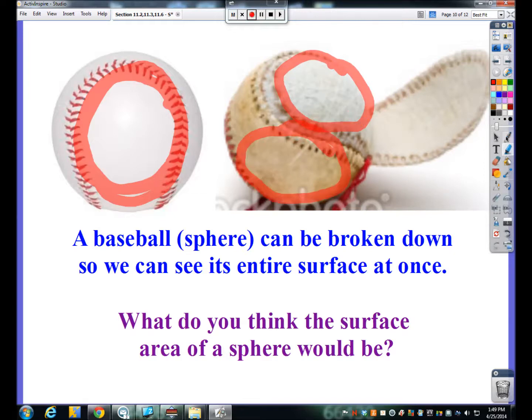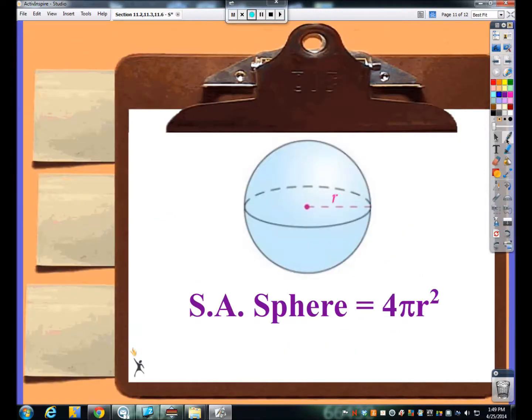How many circles, if you will, kind of make up the surface of a baseball? Well, there's really 4 circles. And so pi r squared represents 1 circle, and so we're just going to throw in our quantity factor of 4. Really 4 circles can make up the surface of a sphere. So 4 pi r squared is the surface area of a sphere.